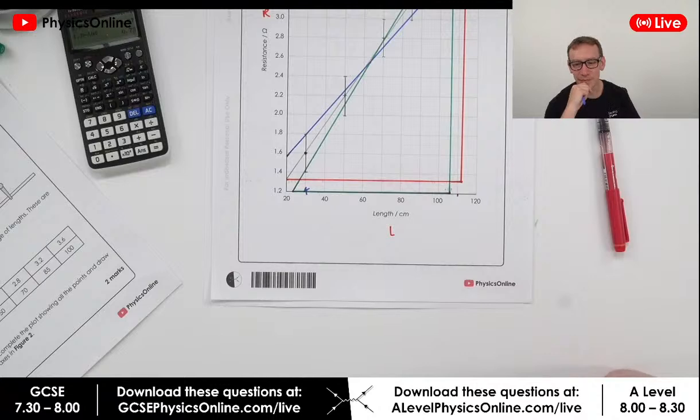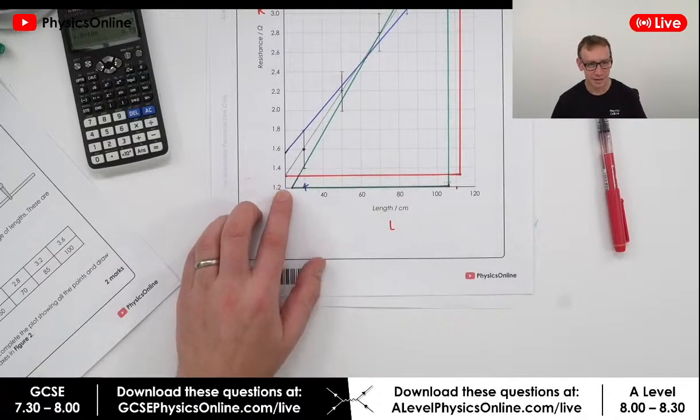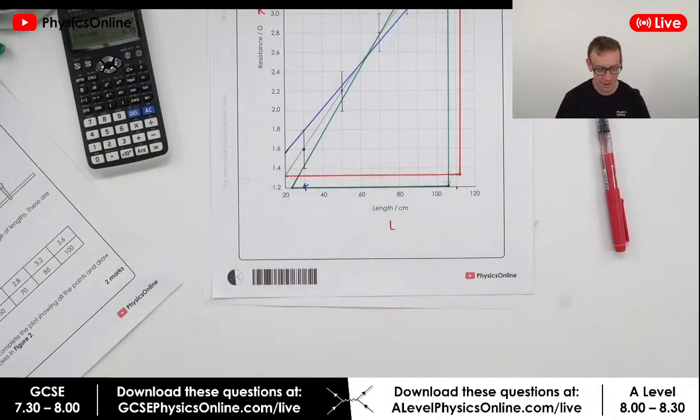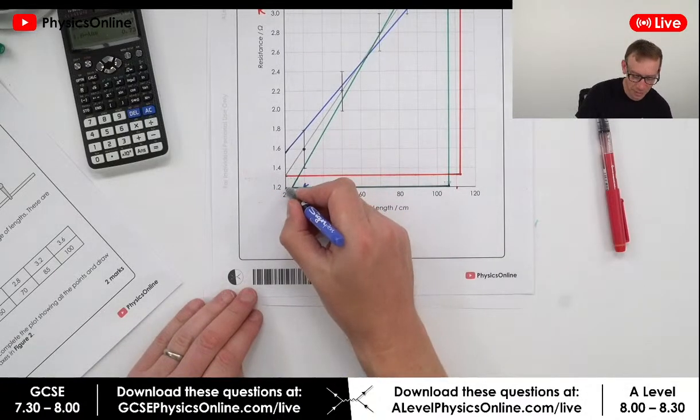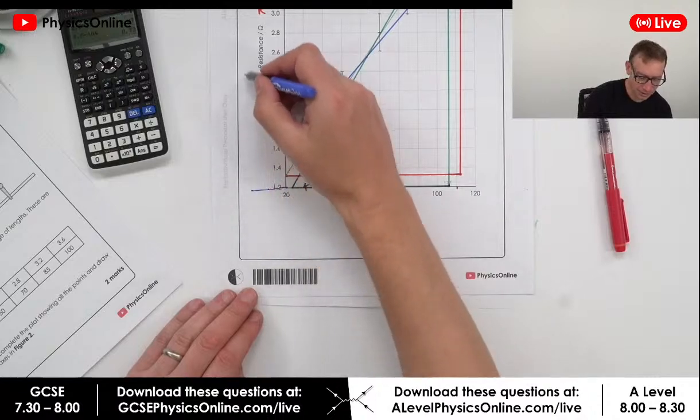Okay, yeah, Ben, Josh, hopefully you understand that this is not the y-intercept. This is like 20 centimetres, so really the y-intercept would be like over here somewhere, wouldn't it? Like that.